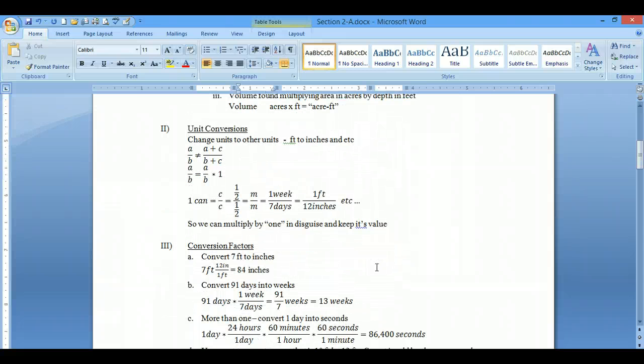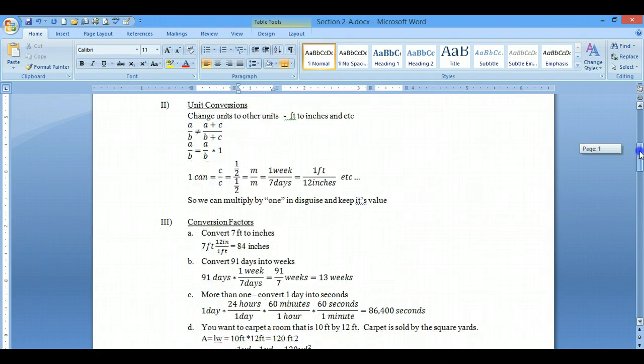Unit conversions, some of you are familiar with this and it might be a review, but I am going to assume that most of you are just having an introduction to this, and I'm going to go rather slow so that I don't lose anyone. This is when I change units to another unit, such as changing feet to inches.